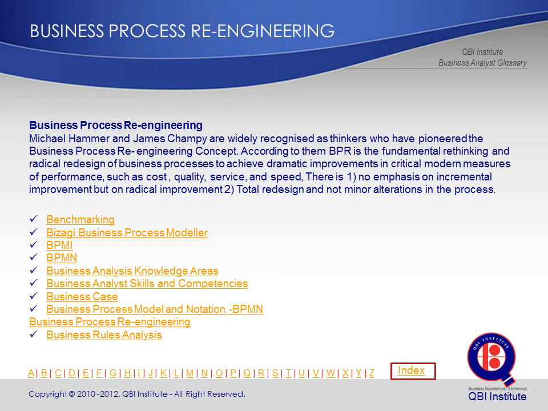Business Process Re-engineering. Michael Hammer and James Champy are widely recognized as thinkers who pioneered the business process re-engineering concept. According to them, BPR is the fundamental rethinking and radical redesign of business processes to achieve dramatic improvement in critical contemporary measures of performance, such as cost, quality, service, and speed. First, there is no emphasis on incremental improvement but on radical improvement. Second, total redesign and not minor alteration in the process.